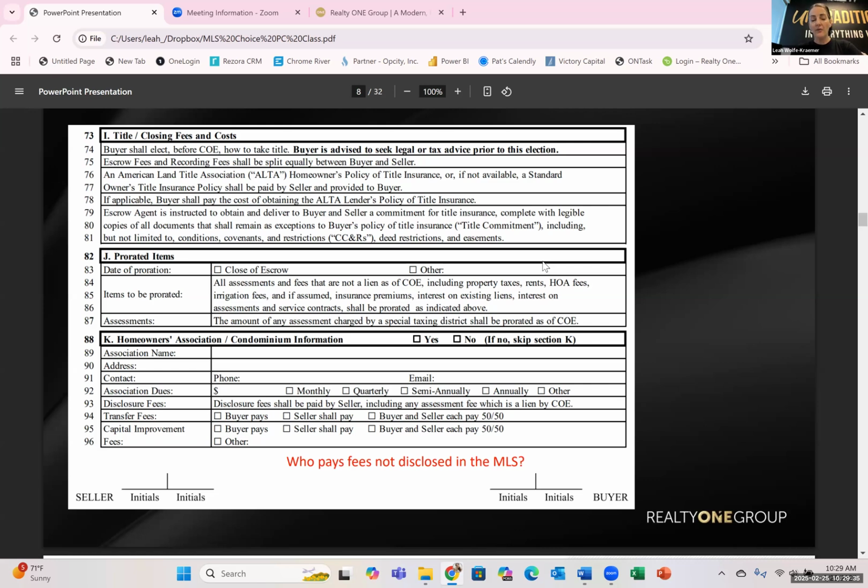What this doesn't cover, and again, whether it's in the MLS or on a separate page, I don't know that that's a huge deal in my opinion. You can get the information, and the buyer can always call the HOA company for verification.